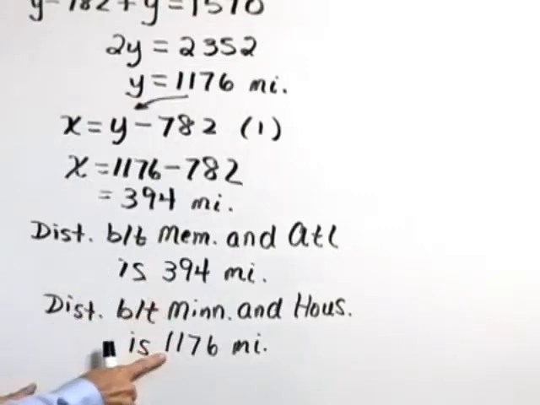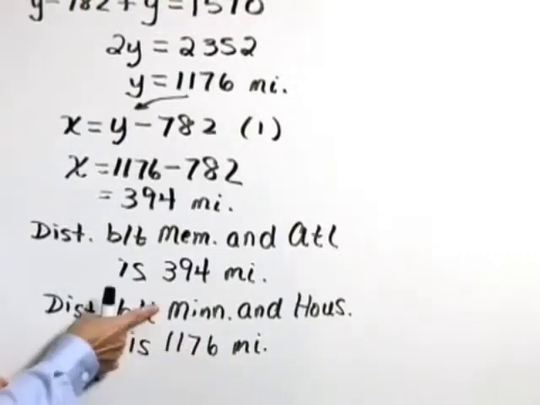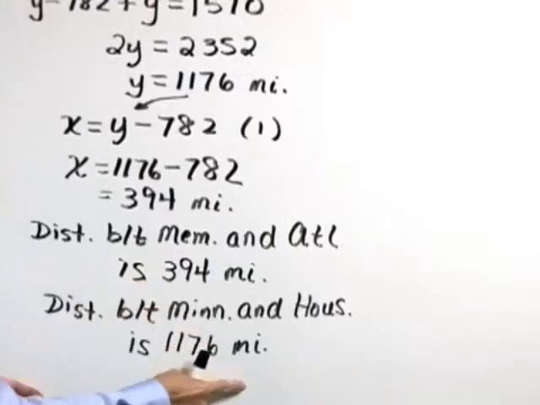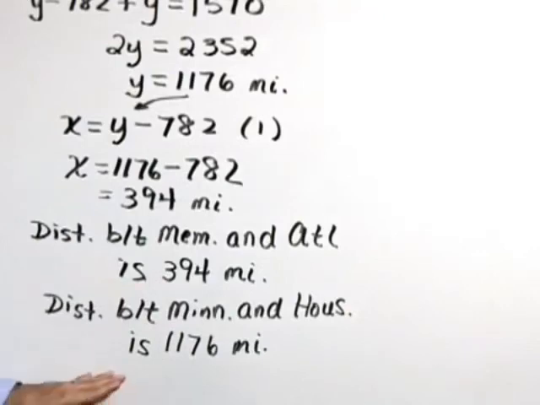Now, as a last step, in step 6, let's just quickly check our answers. If we total these two values together, we do indeed get the total given in the problem, 1,570 miles. And if we subtract 1,176 minus 394, we do indeed get a difference of 782 miles. So we feel pretty confident that our distance between Memphis and Atlanta is 394 miles, and our distance between Minneapolis and Houston is 1,176 miles.